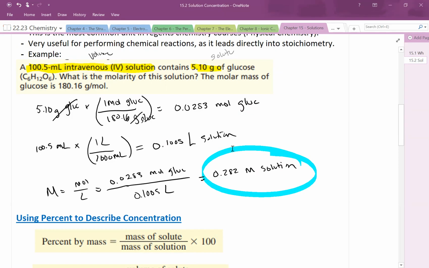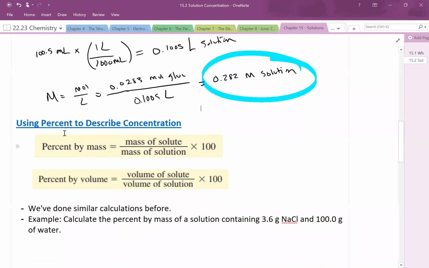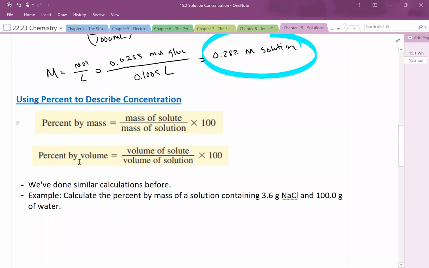Though molarity is the most important unit for this topic, we still need to talk about other units that we will see. Instead of describing moles per liter, often we will use percent to describe concentration. Two examples you may or may not have seen before are percent by mass and percent by volume. These are very straightforward percent questions where you take the mass of your solute and you divide it by the total mass of the solution, or do the same thing for volume. Volume of your solute divided by your total volume of solution. And then, of course, times 100.